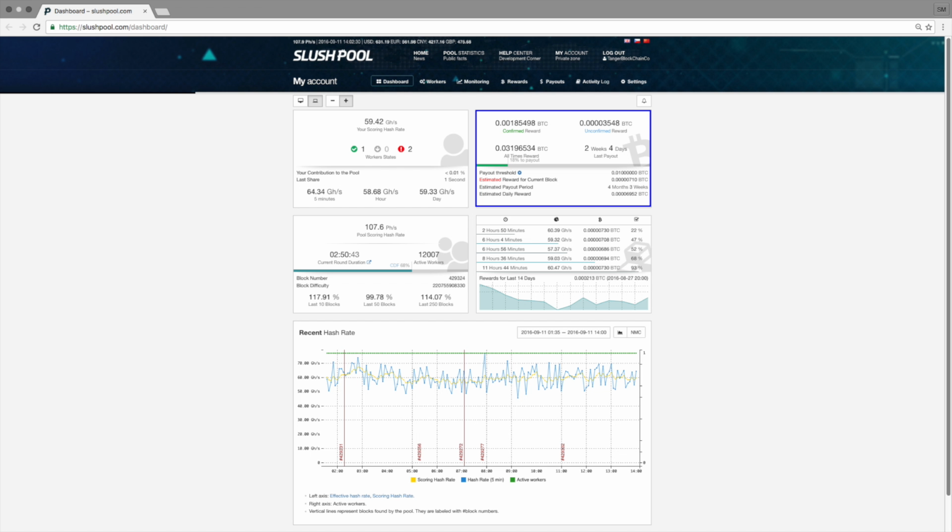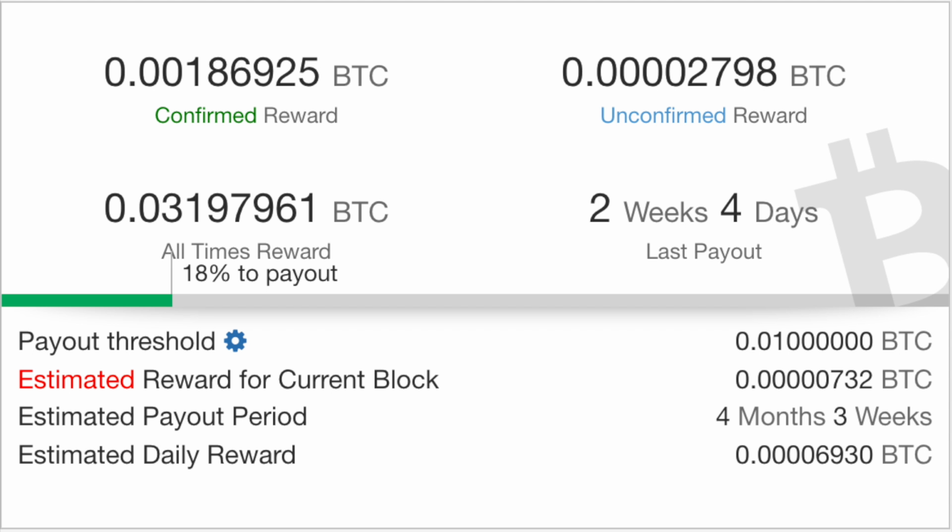On the top right widget, it shows you all of your awarded Bitcoin that you have not yet received. It also shows you your unconfirmed Bitcoin, which is all the Bitcoin that hasn't been validated by SlushPool yet. It also shows you the total amount of Bitcoin you've mined in your SlushPool career, and the time since your last payout, which in my case was about 2 weeks and 4 days.